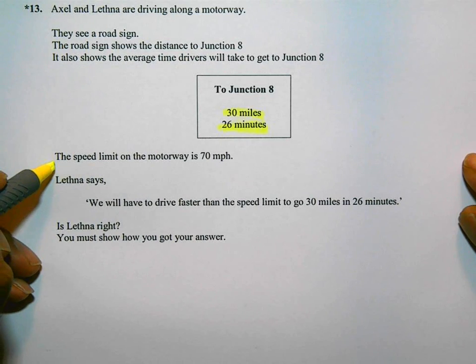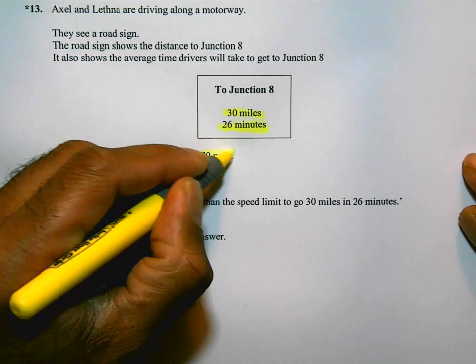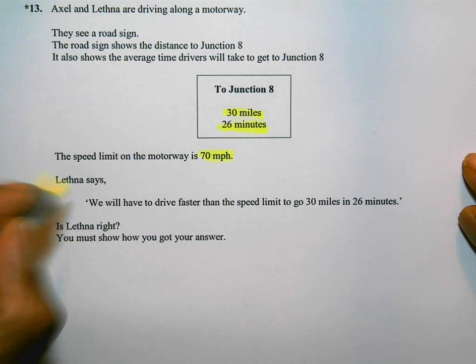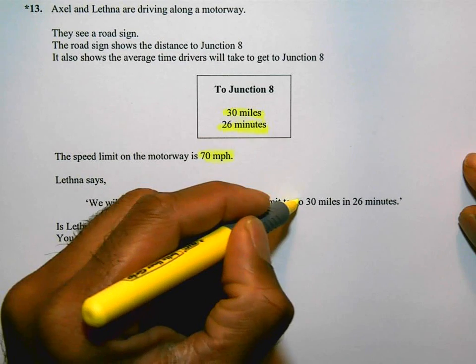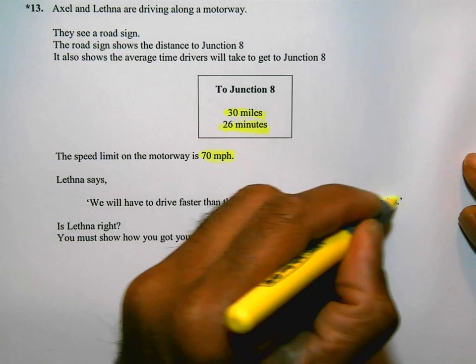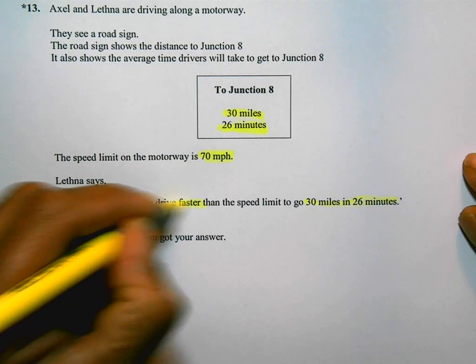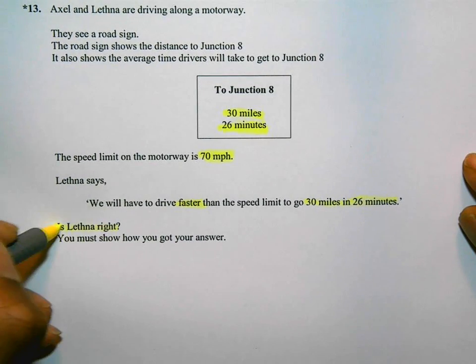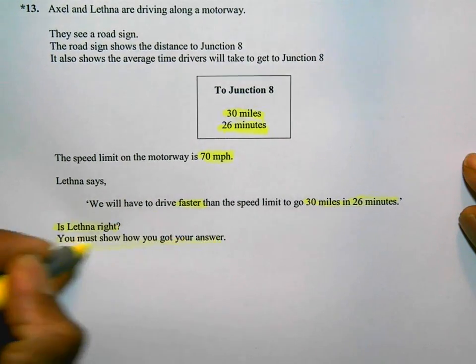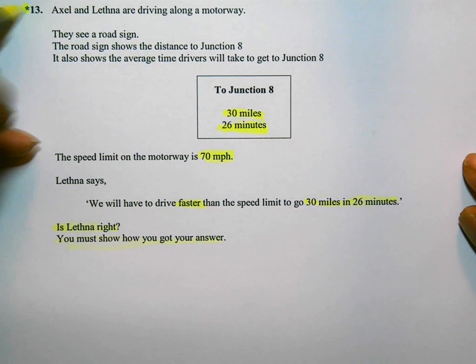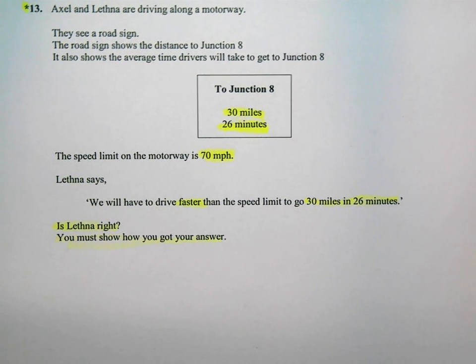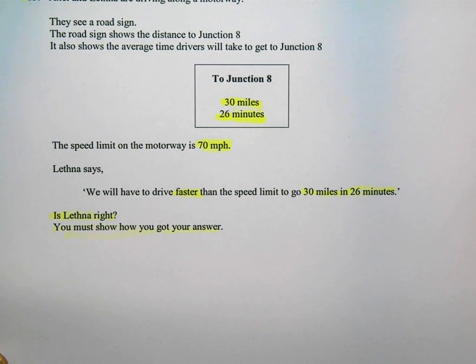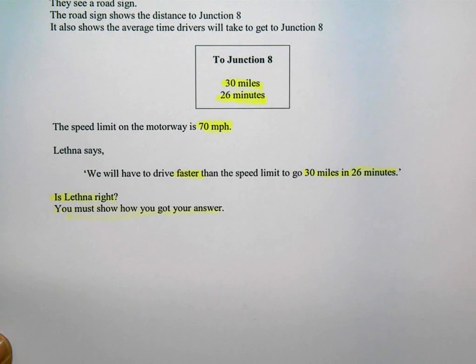The speed limit on the motorway is 70 miles per hour. Leithner says we will have to drive faster than the speed limit to go 30 miles in 26 minutes. Is Leithner right? You must show your working for your answer, and also you need to note that this question is a starred question, so they're going to give you marks for quality of written communication, the presentation of your answer, and making sure that you actually state everything that you're doing and enough to get the answer.